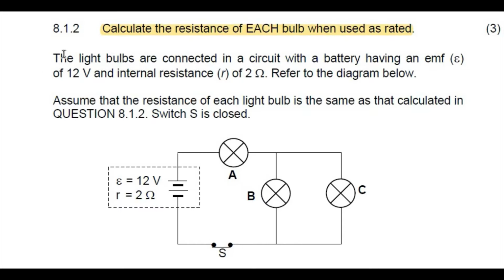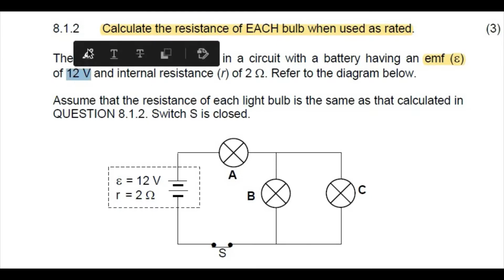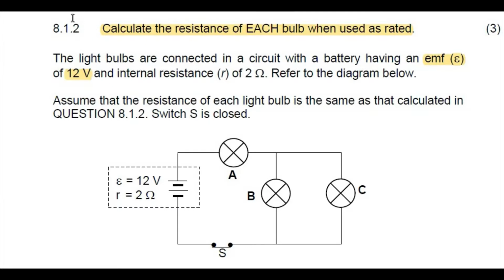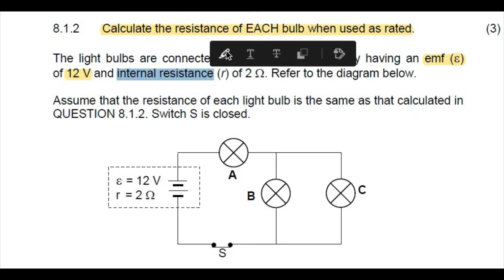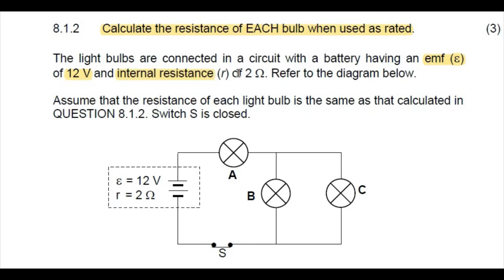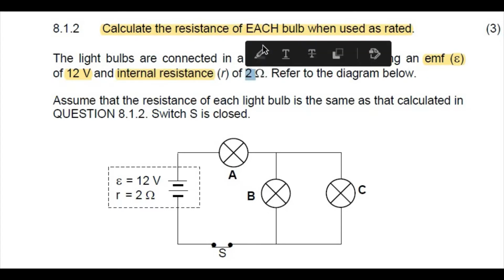And then the question statement continues to say, okay, now the light bulbs are connected in a circuit with a battery with an EMF value of about 12 volts. So they've given us the EMF value, which is 12 V. Remember the difference between EMF, internal potential difference, as well as external potential difference. We've just spoken about that in the last lesson. And then also the battery has an internal resistance of r, and the value of it is 2 ohms.